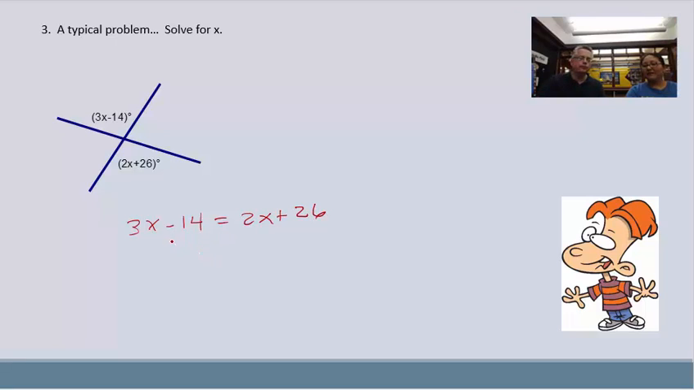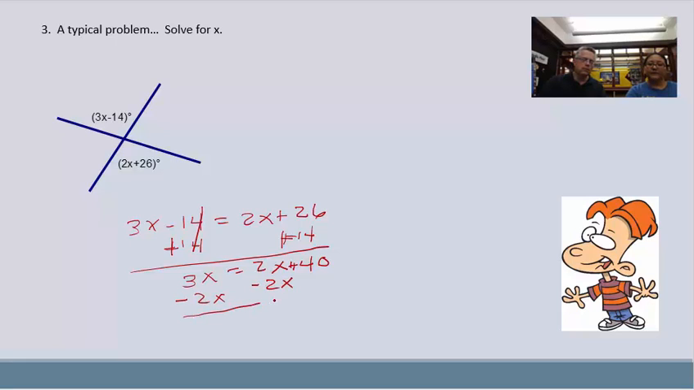Alrighty, so we have to add 14 to both sides. Then this cancels out, we bring down the 3x equals 2x, and then 26 plus 14 would be plus 40. Put a plus here. So now we bring the 2x to the other side. So this cancels out. This would be 1x equals 40. So x equals 40. That's the value that makes them equal.